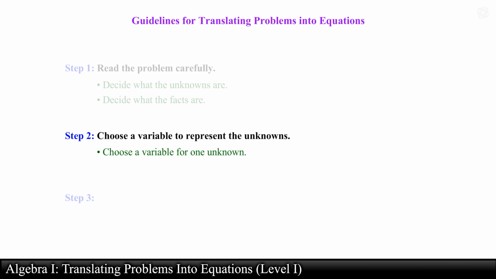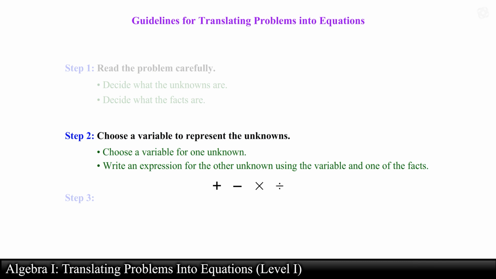Choose letters that are relevant to the problem, like the first letter of a person's name or object. For example, you can use the variable n to represent the name Newton, or the variable L to represent the length of a rectangle. Or you can just use the letter x to represent your unknown. Write an expression for the other unknown using the variable and one of the facts. In these problems, you will have two unknowns. As a result, you need to figure out how the two variables are related to each other and denote them mathematically by using mathematical operations such as addition, subtraction, multiplication, and division.